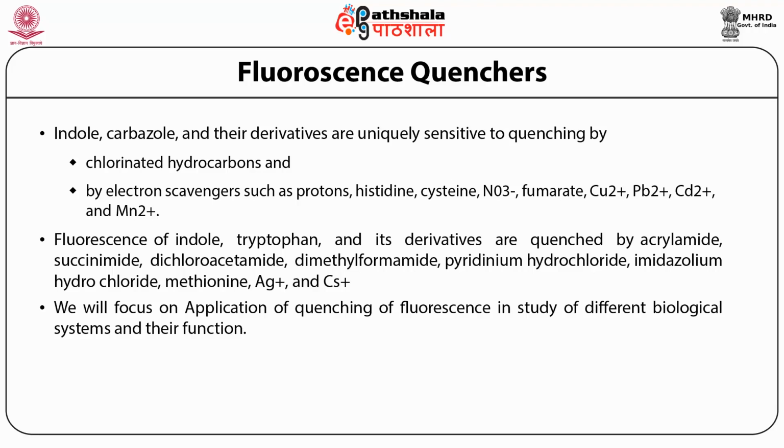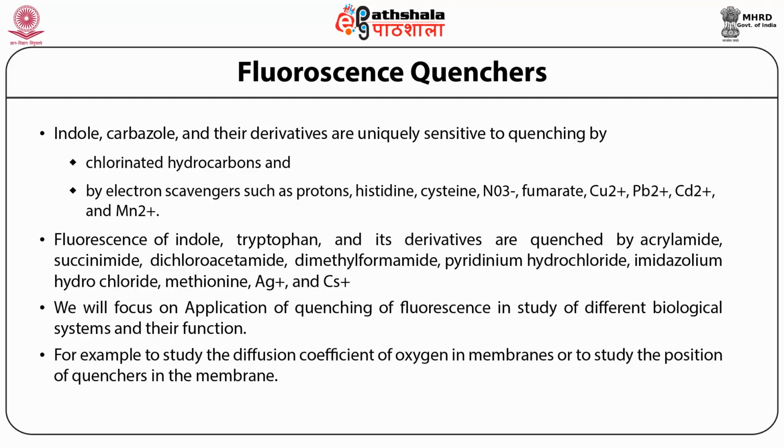In this module, we'll be focusing on application of quenching of fluorescence. You can use the study of fluorescence for various reasons. We can also use the process of quenching of fluorescence for study of different biological systems, for study of the proteins, for study of the membranes, the transport system in membranes, the localization of a particular amino acid in membranes, because the conformation and dynamics of proteins are very important for biological action. So you can study those important factors or parameters by using quenching of fluorescence.